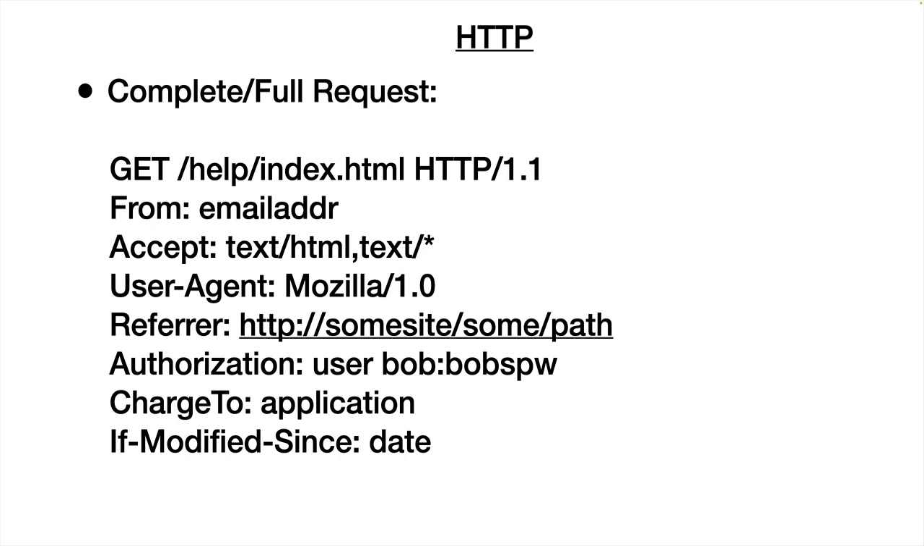So a full request can have lots of other information. You can have an email address of the person requesting it. You can tell what kind of things you'll accept. So, I'll accept HTML, but I'll also accept any kind of text. The user agent is how the browser is identifying itself. So in this example, it's Mozilla version 1.0. If you were referred to this website by another website, that's what the referrer is. It tells what URL you were at that referred you to the website or the web page that you're trying to look up.